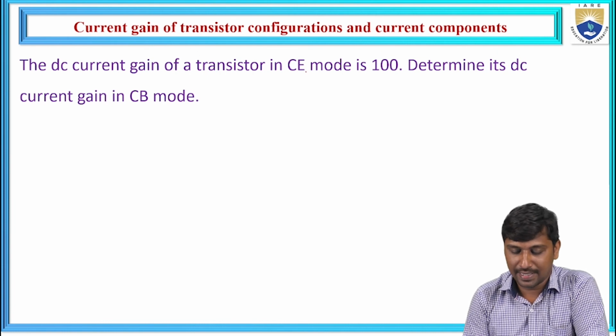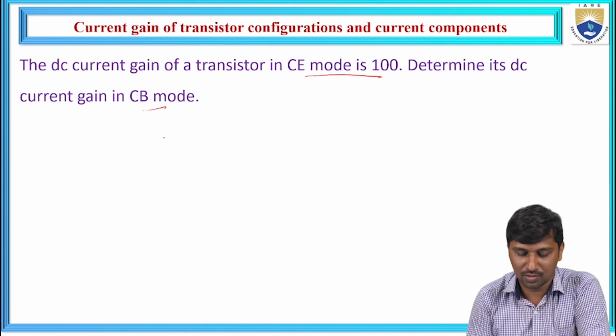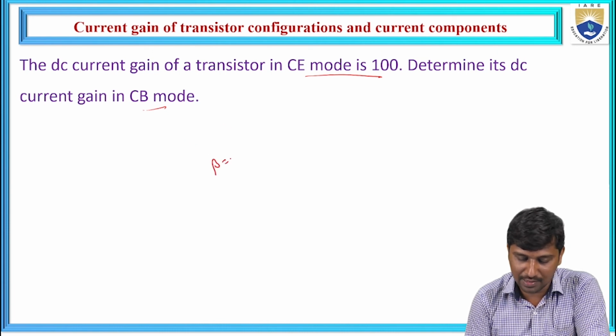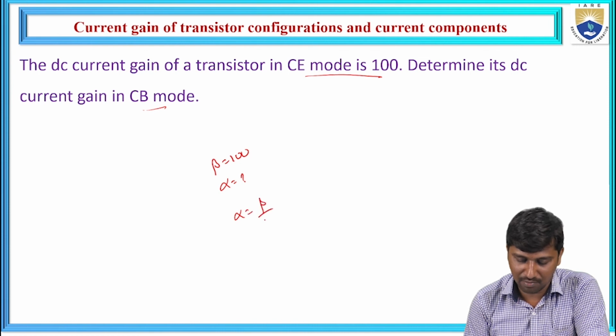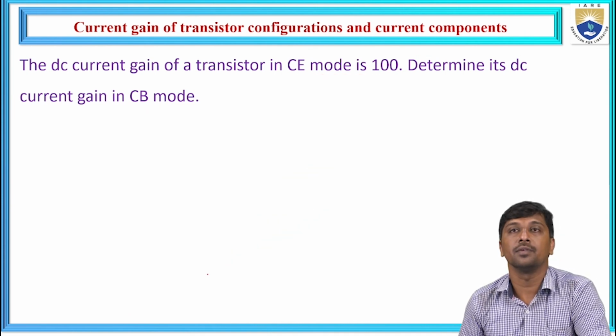Here the DC current gain of the transistor in CE mode is 100. Determine its DC current gain in the CB mode. In CE mode, they have given that beta is equal to 100. Now we need to find the alpha. Alpha is equal to beta by 1 plus beta, means 100 by 101. That ratio gives the alpha value.